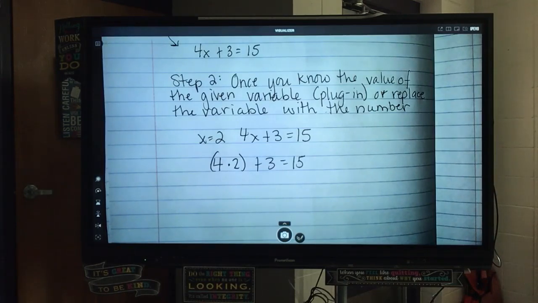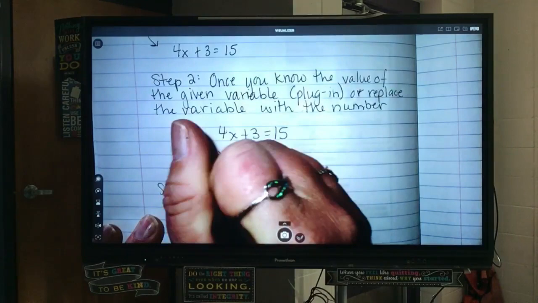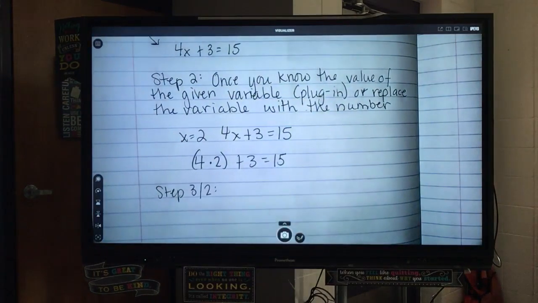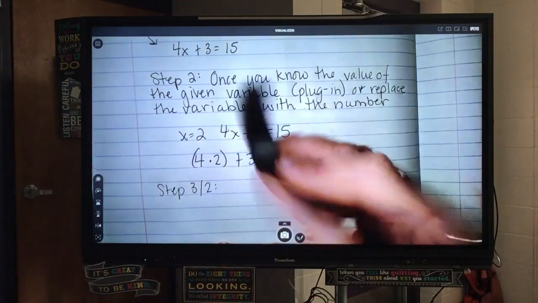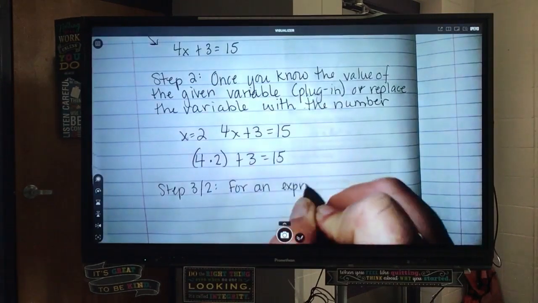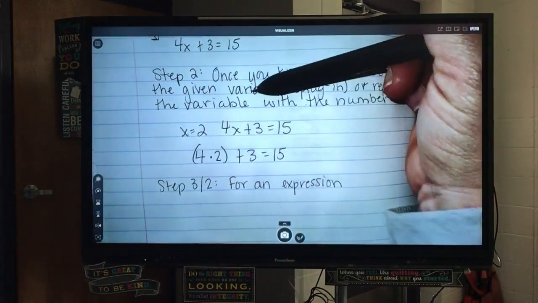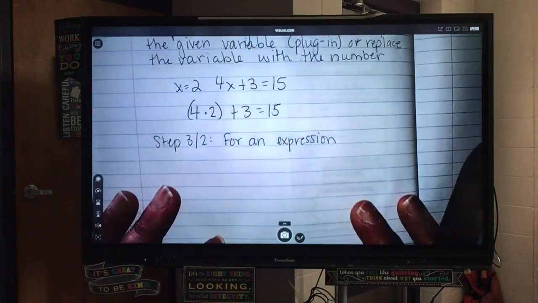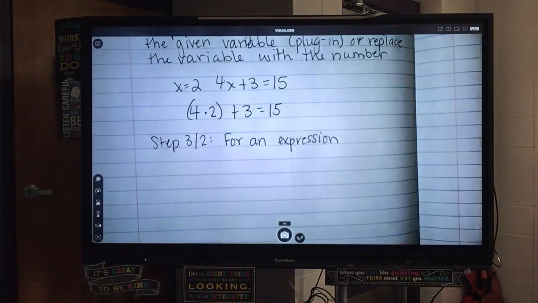All right, now here's the next part. So that's if you have an equation. Now, the other part that you're gonna see, this is kind of your step 3/2 still, is with an expression. I'm not gonna make you rewrite all of this. Does everybody have this part? Yes. Is that good? There's still enough information on the screen for what you need.